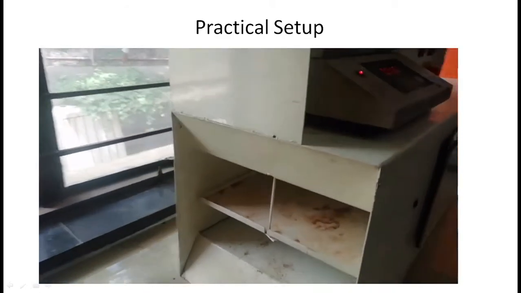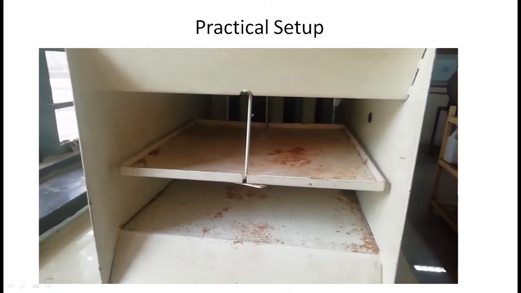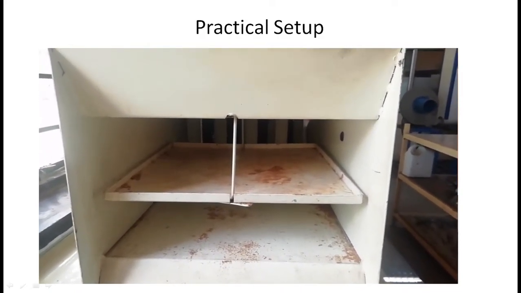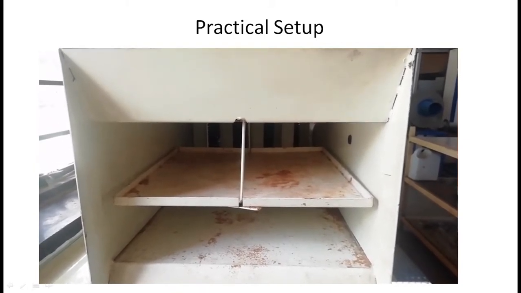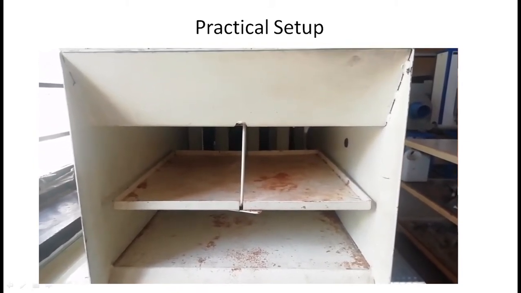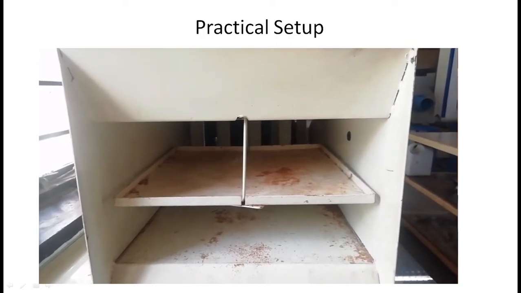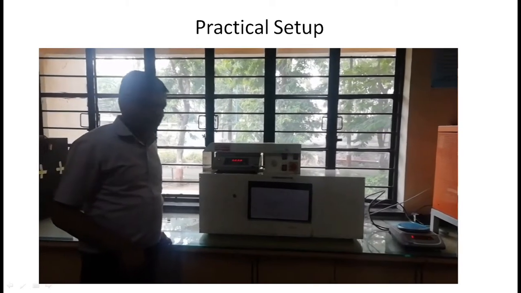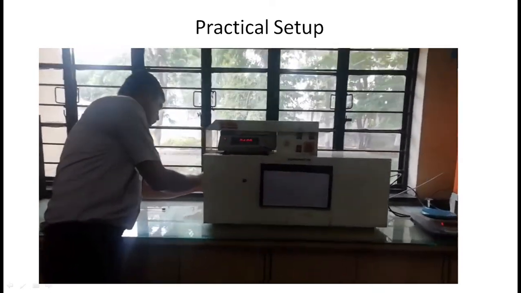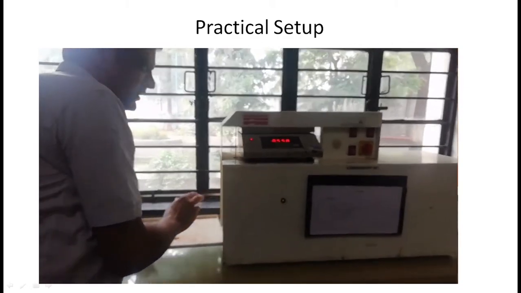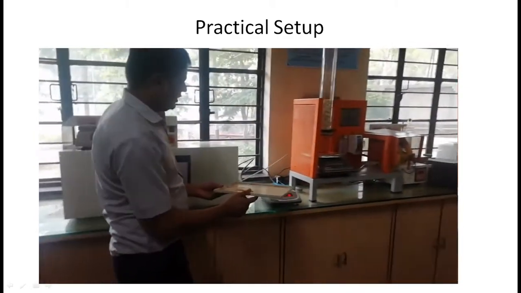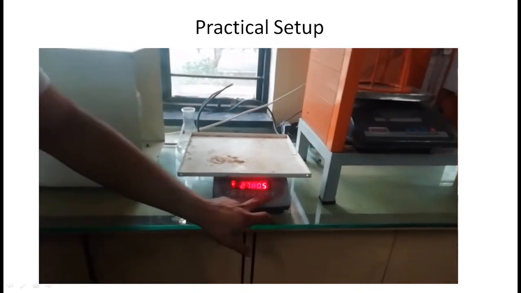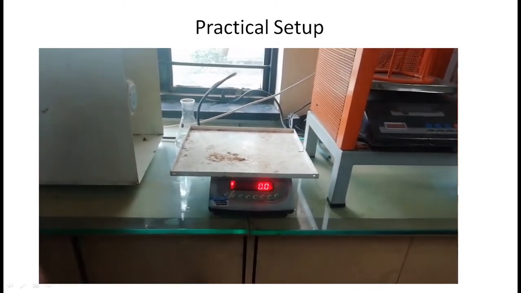Now see, here the trays are mounted in the cabinet. In our practical setup, this tray is mounted on the weighing balance so that it measures the weight on the tray. Okay. So now we will start the practical process. Here we will take the tray. Initially we will tare the weight of the tray to 0. So it is 0.